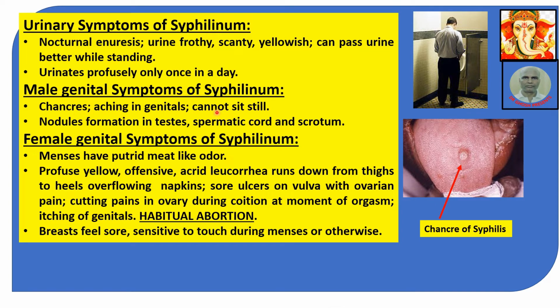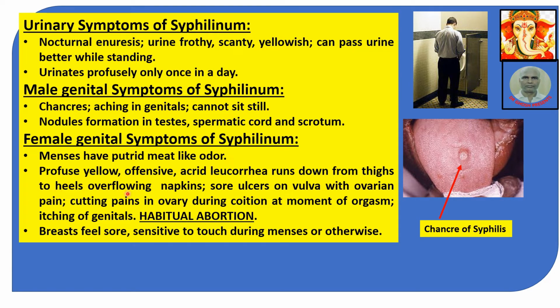Male genital symptoms of Syphilinum: chancres, aching in genitals, cannot sit still, nodule formation in the testes, spermatic cord and scrotum. Female genital symptoms of Syphilinum: menses have putrid meat-like odor. Putrid meat-like odor, that is carrion odor.